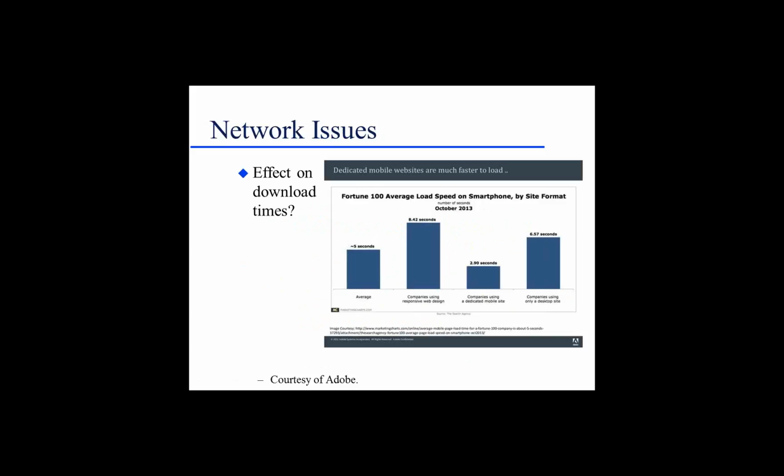Go to a dedicated mobile site, it drops down by 40% to about 3 seconds. If you're only using a desktop site, it's almost 7 seconds. And we're talking a couple of seconds here, 3-4 seconds, who cares? But again, the slower the download, the more likely it is that the user is going to say, oh, the heck with this, and go on to a different site.